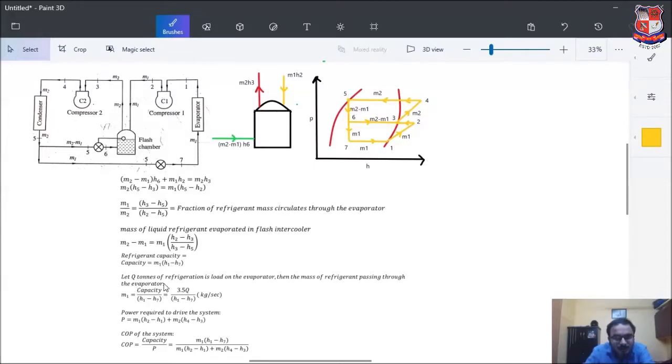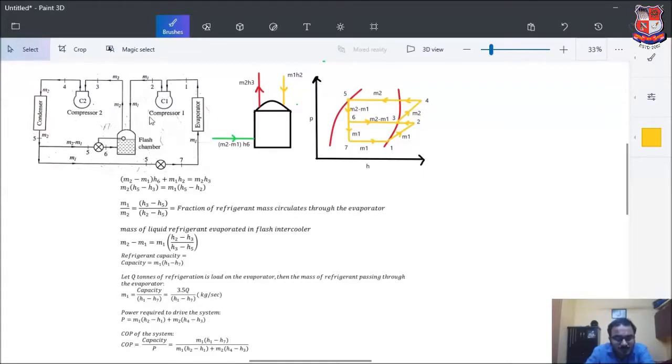And let us say that Q tons of refrigeration is the load on the evaporator. Then the mass of refrigerant passing through the evaporator is given by M1 is equal to capacity divided by H1 minus H7, that is the enthalpy difference through the evaporator. And instead of capacity we can write 3.5 Q, and the denominator is as it is. Now this will be in kg per second.